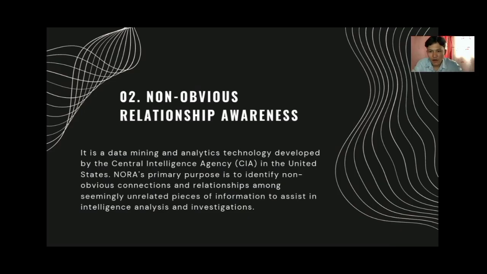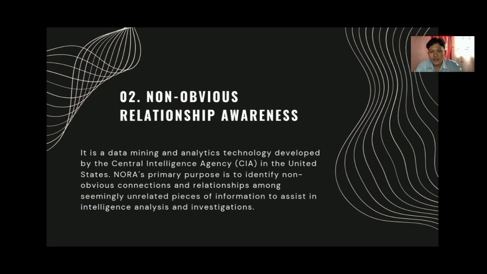I'll be discussing non-obvious relationship awareness, also known as NORA. NORA is a fascinating data mining and analytics technology developed by the Central Intelligence Agency in the United States. Its main purpose is to identify non-obvious connections and relationships among seemingly unrelated pieces of information to assist in intelligence analysis and investigations.